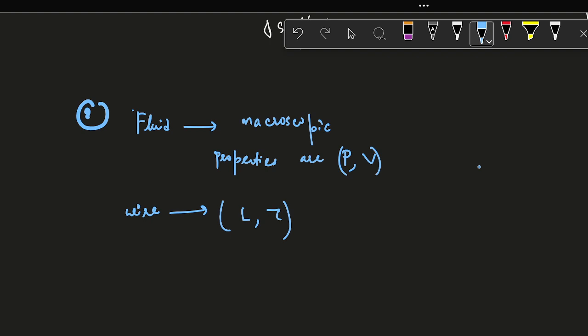So how can we define that? That means you have the same macrostate. Why are you calling it the same macrostate? Because the macroscopic properties like pressure, volume, or for a wire the length or tension, are not changing anyhow.